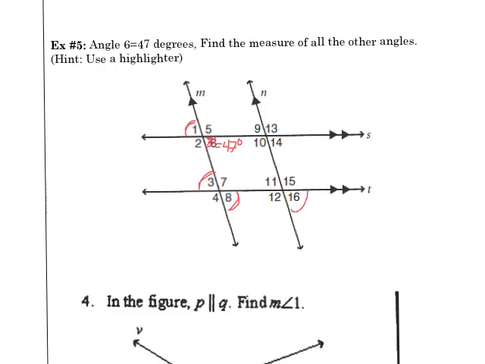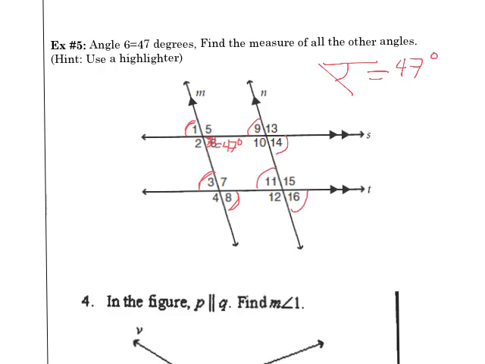Well, look, that means that 16 corresponds to 8, 11 is vertical to 16, and it corresponds to 3, so those are congruent. 9 is congruent to 11 because it corresponds with 11, and it corresponds with 1, so it's congruent to both of those. And 14. So we know that all the red angles here are going to be 47 degrees.